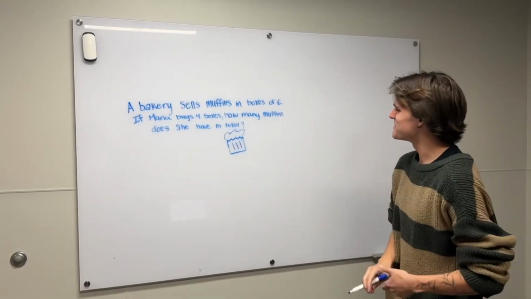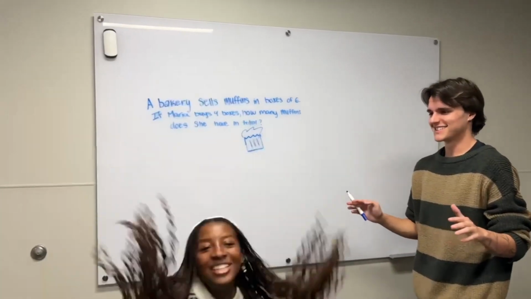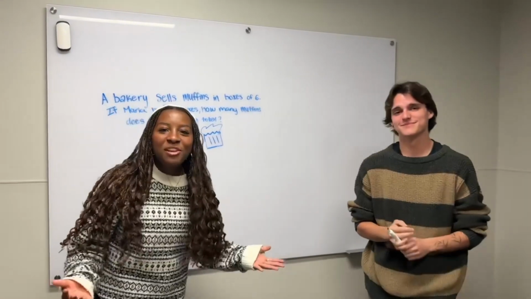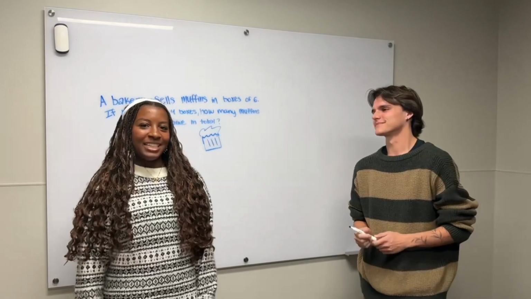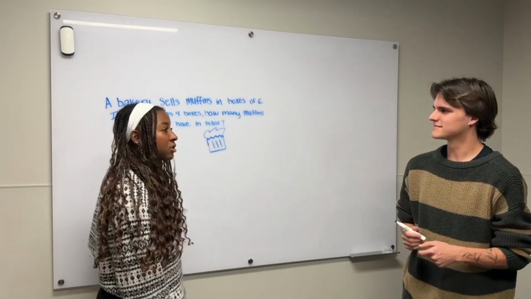Man, I can't understand this math problem. Way too many words and way too many muffins. No need to stress. Just try Polya's four-step method. What's that? Polya's four-step method is a structured problem-solving technique, and you use it for word problems. Okay, so what do I need for that? First, you gotta understand the problem.